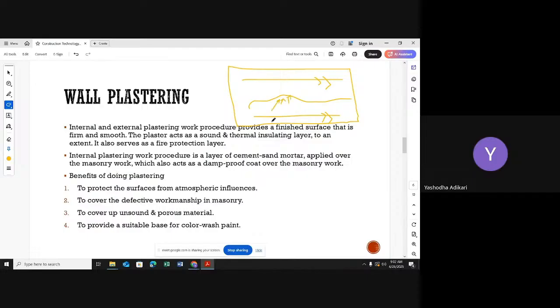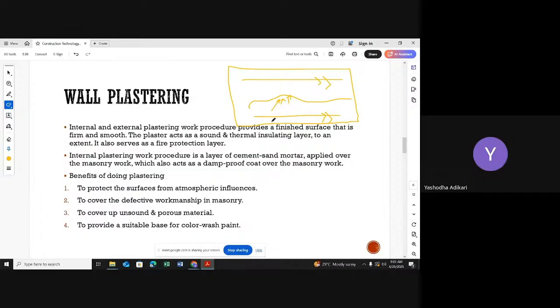And we can cover that issue. Normally, when we are doing the plastering, definitely you can cover defects in workmanship in masonry. Normally, these kinds of things are not generally happening. You can cover all these things with the plastering. That's why I'm telling you plastering is under the finishing work, right? To cover up unsound and porous materials, to provide a suitable base for color wash paint, right?